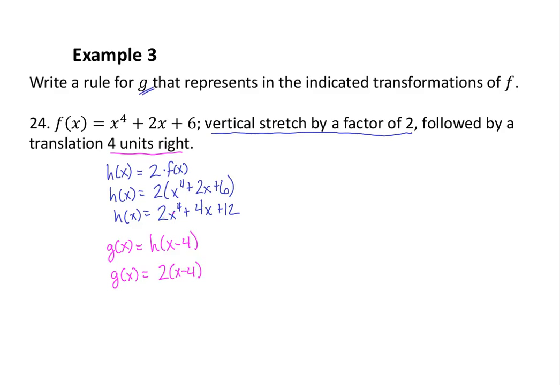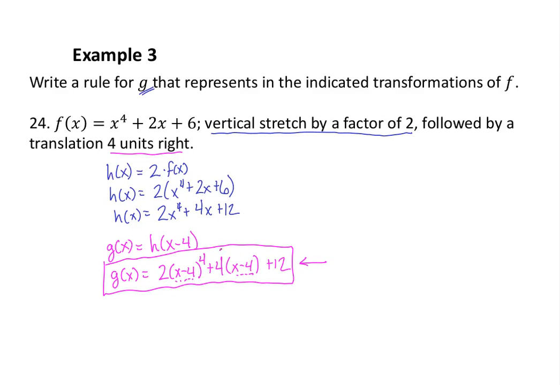So instead of h being 2x to the fourth, it's 2 times x minus 4 to the fourth. And instead of being 4 times x, it's 4 times x minus 4, and then plus 12. And this right here is a perfectly acceptable place to end our answer. Actually, as a teacher, I almost prefer this because I can see where you've made that minus 4. Did you put that in all the right places?